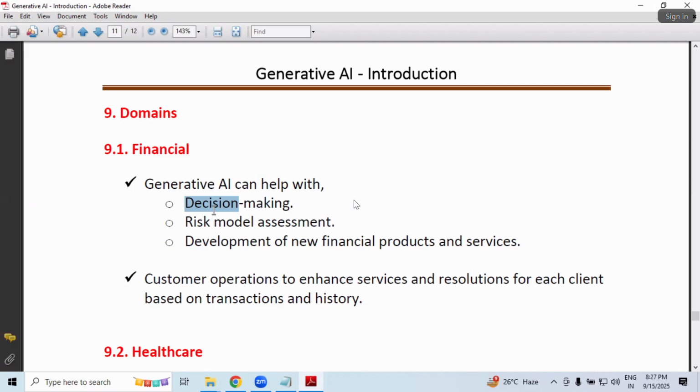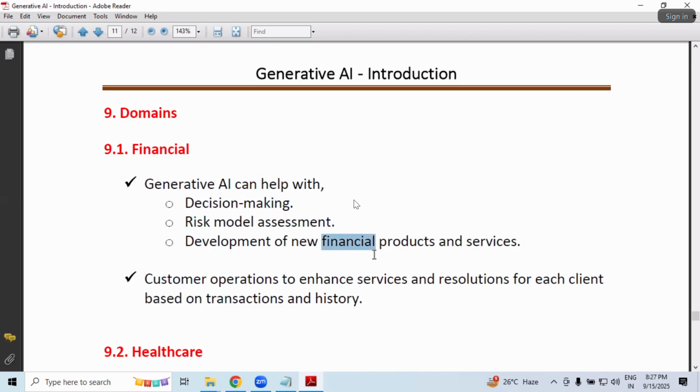On what basis, what reason can we give? Look at his previous debits and credits. Decision making, risk and model assessment. Imagine you are giving a loan to so-and-so company, what is the risk? How much risk factor actually?